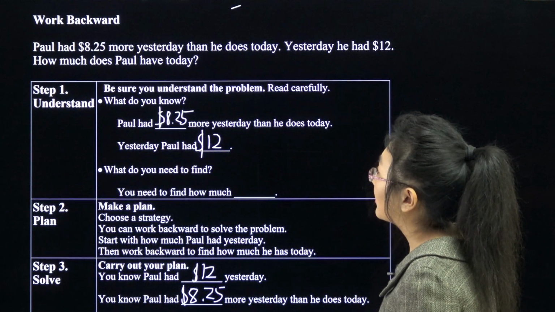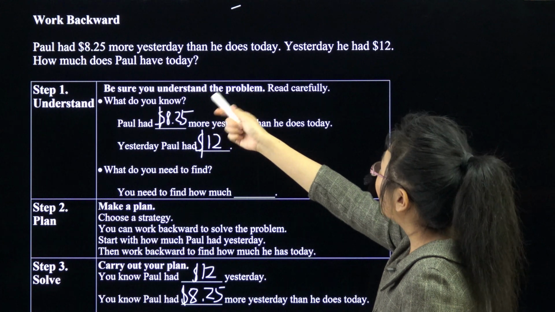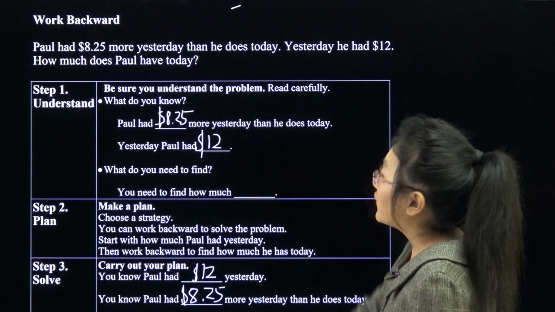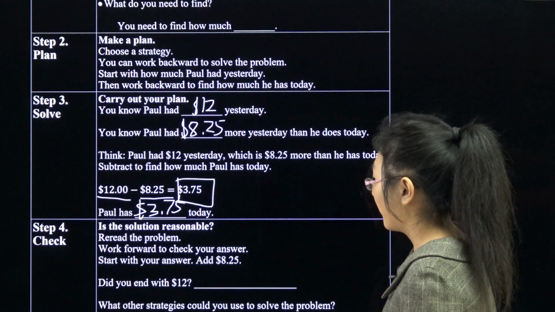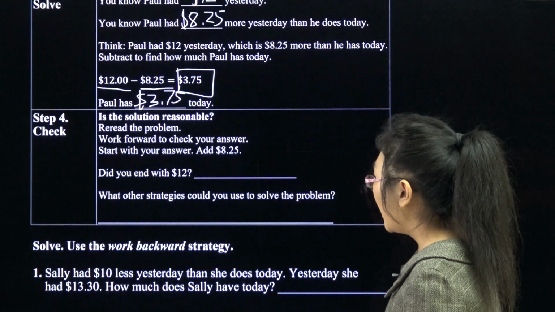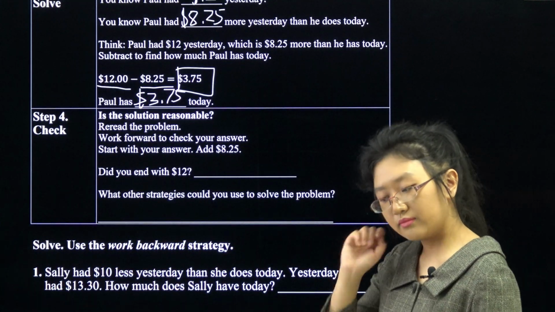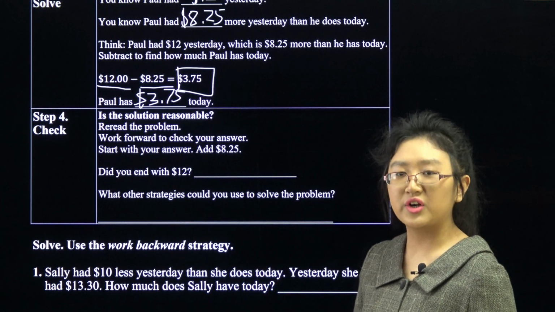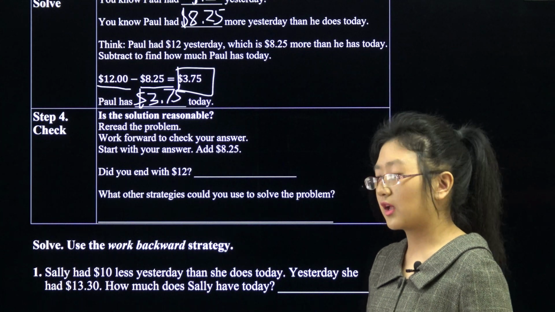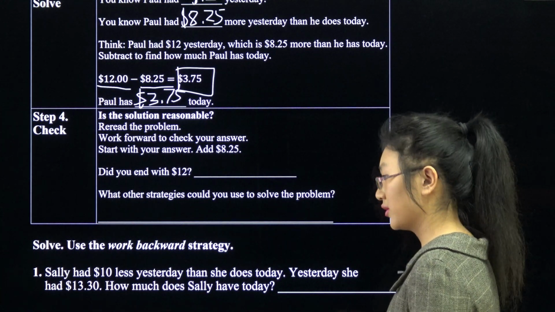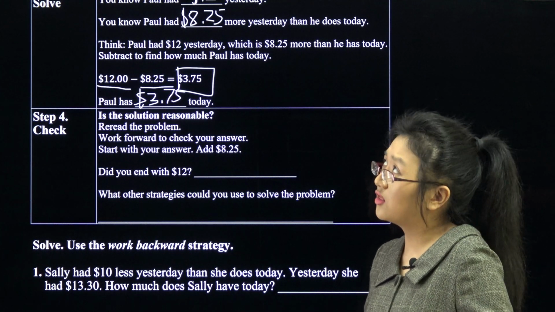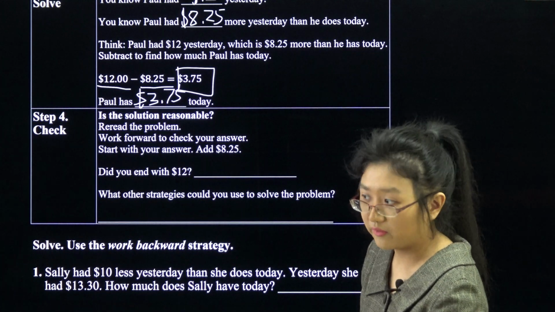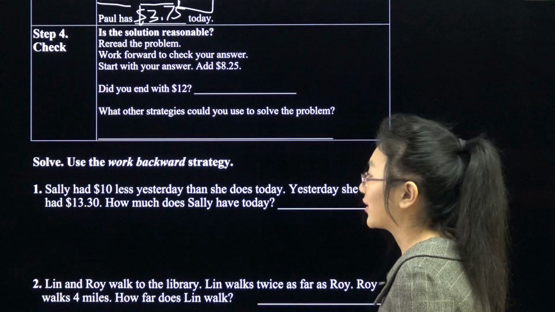So of course, we also need to reread the problem. Paul had 8.25 more yesterday than he does today. Yesterday he had 12. How much does Paul have today? Well, we got our facts straight. What other strategies could we use to solve the problem? Technically, we couldn't really use any other strategies. This is one of those types of problems where we just do it backwards using logic. So technically, logical reasoning is a part of this. But math is a part of all of them, so that's not the strongest argument you could get.